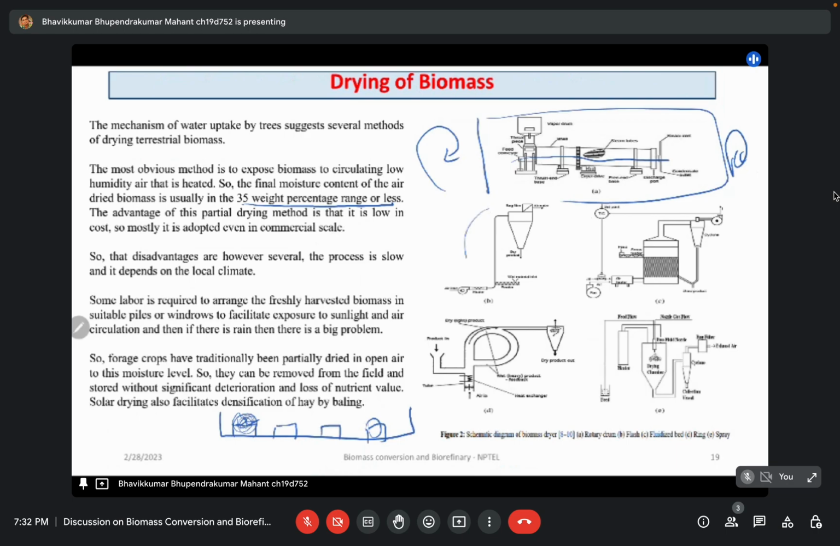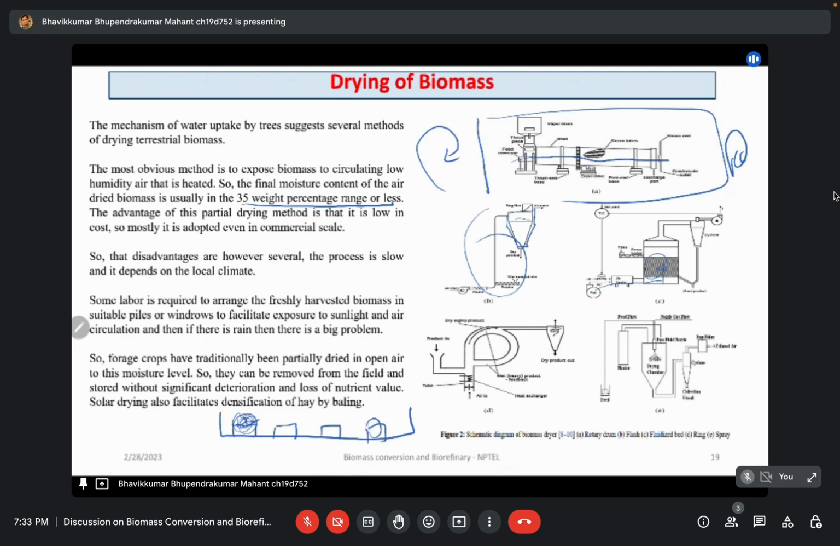Then this is a flash dryer. You enter here, and due to this particular shape, a flash reaction happens. Suddenly the pressure drops and the velocity increases, so the water can come out easily. Then there is the fluidized bed dryer, where we put in hot air and the material is converted into a fluidized bed.